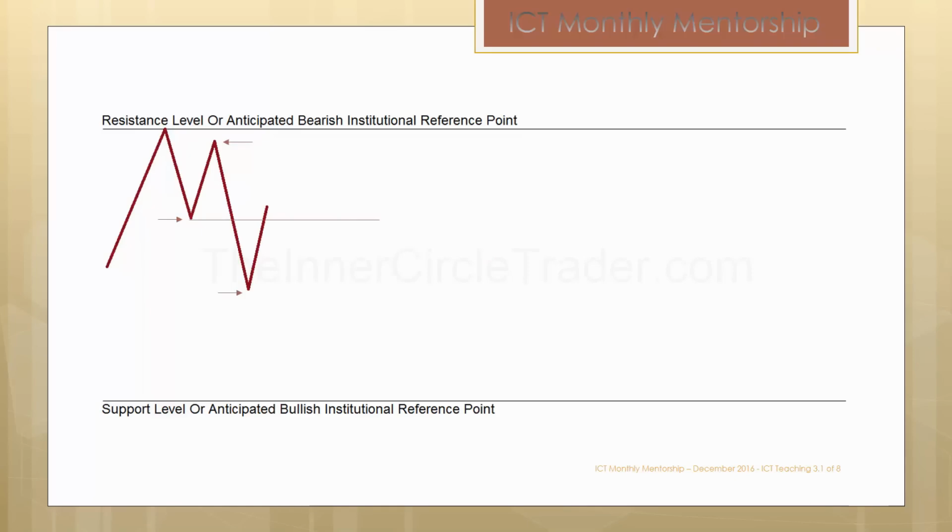The market structure shift is seen here. We're retracing back into it, right there. What 3 points are used at this moment? You have point A, point B, and point C.